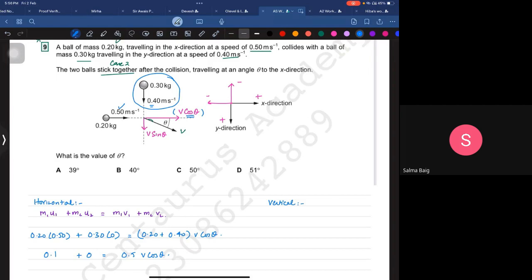Okay. Vertical. It is vertical, so it means we are looking at only the horizontal direction. So it means it doesn't have any horizontal velocity. That's why I've taken it as 0. Understood?